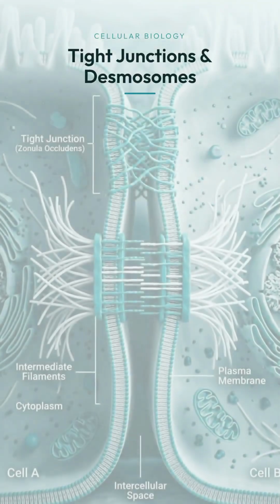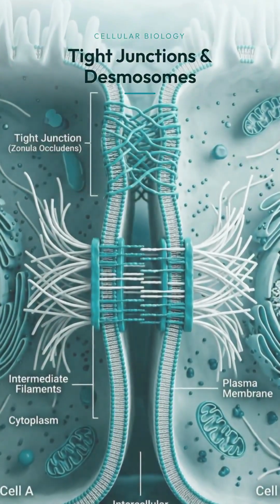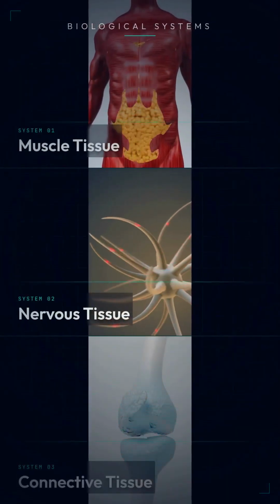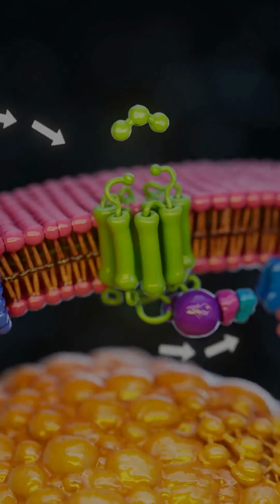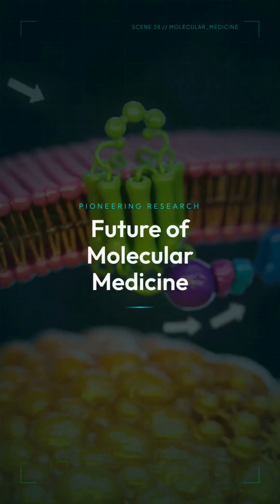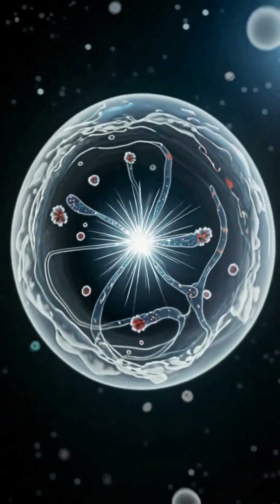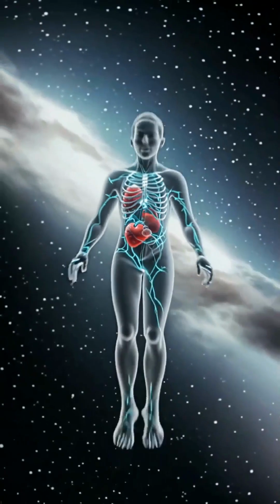Junctions anchor cells together, creating functional tissues and barriers. From these foundations, complex tissues like muscle and nerve are formed. Understanding these mechanisms is the key to the future of molecular medicine. By understanding the cell, we understand the very essence of life itself.